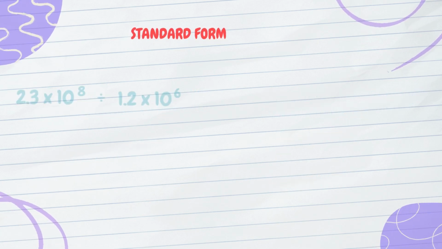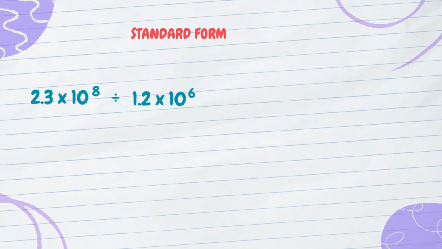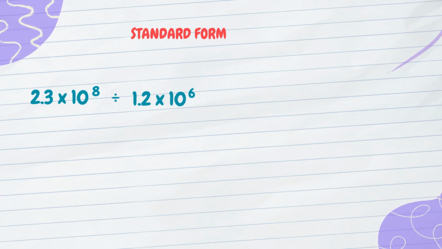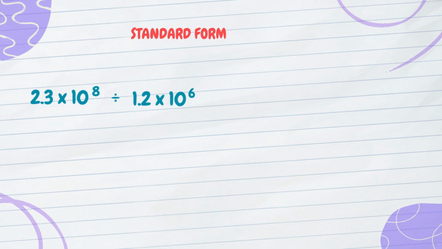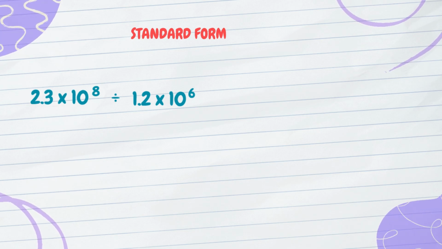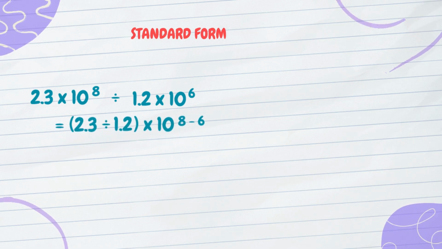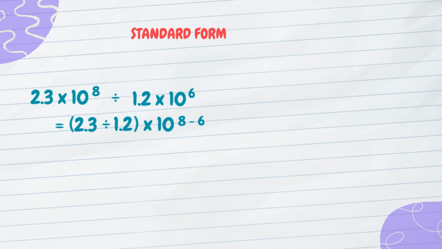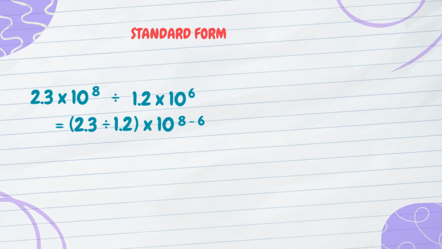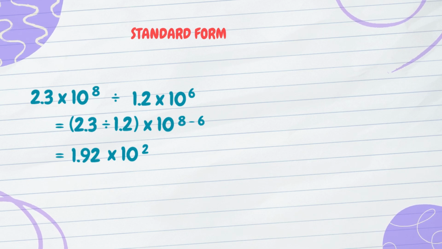Another example, divide 2.3 times 10 to the power 8 and 1.2 times 10 to the power 6. To divide standard forms, we divide the bases and subtract the powers. Then this should be 2.3 divided by 1.2 times 10 to the power 8 minus 6. After computing, the solution is 1.92 times 10 to power 2.